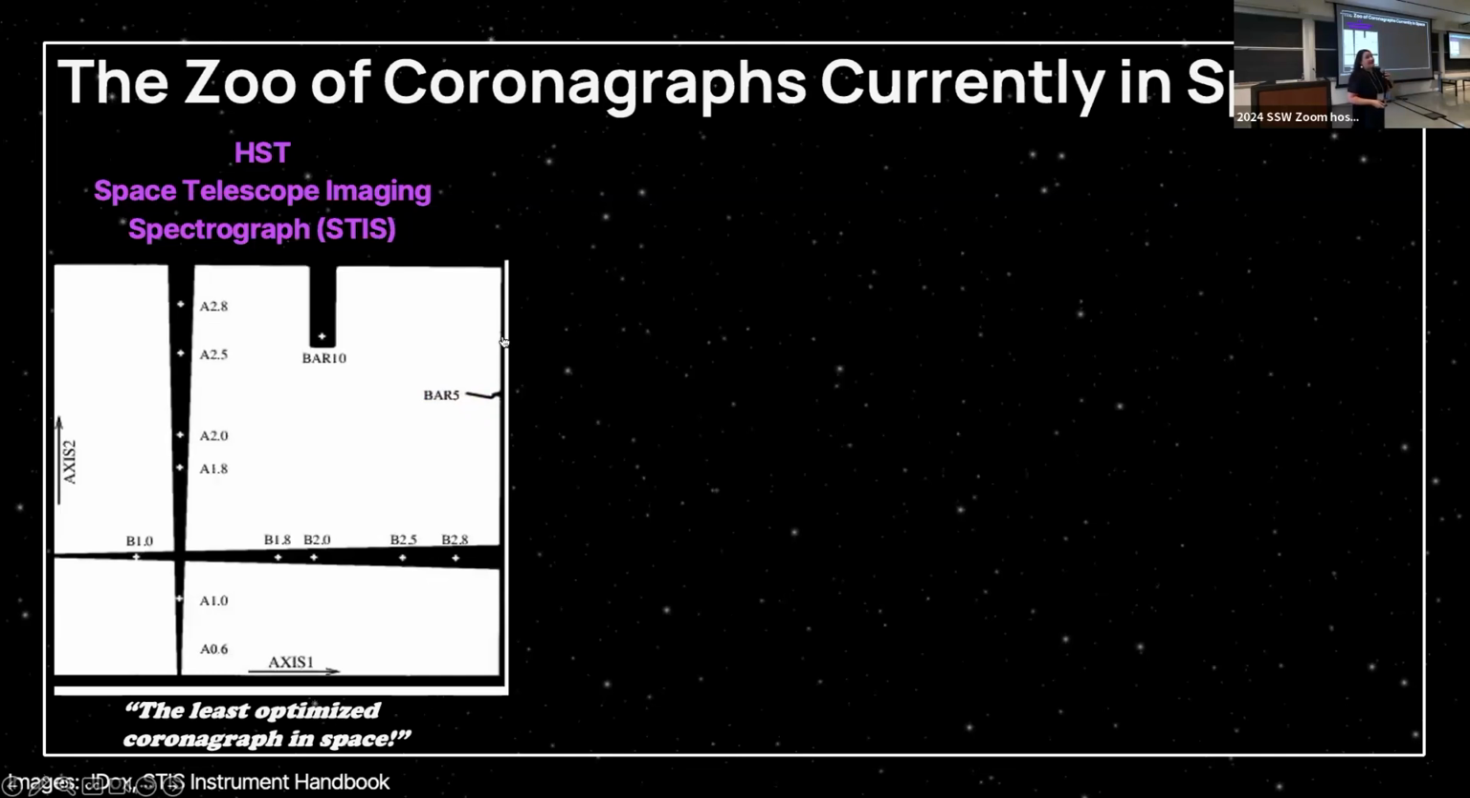I will just point you back to John Davis's talk on Tuesday about debris disks, that this is literally the least optimized coronagraph in space, but it still works and you should still use it.